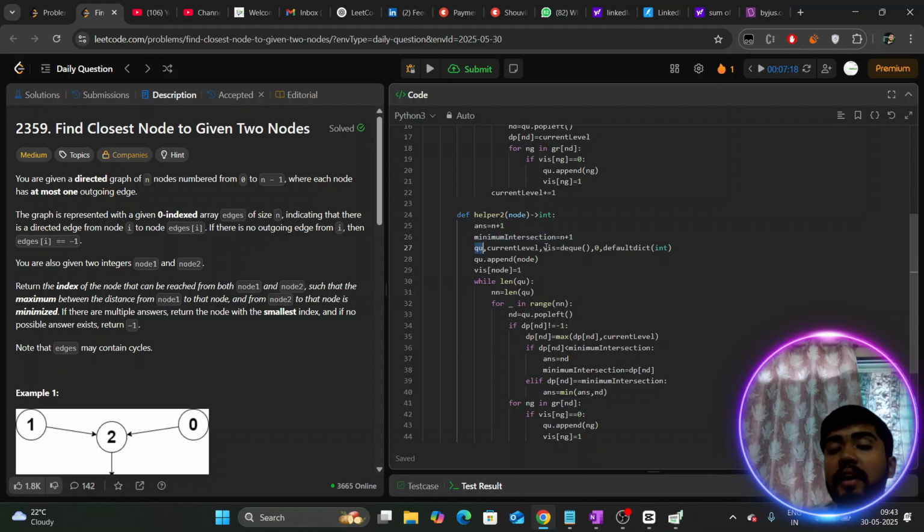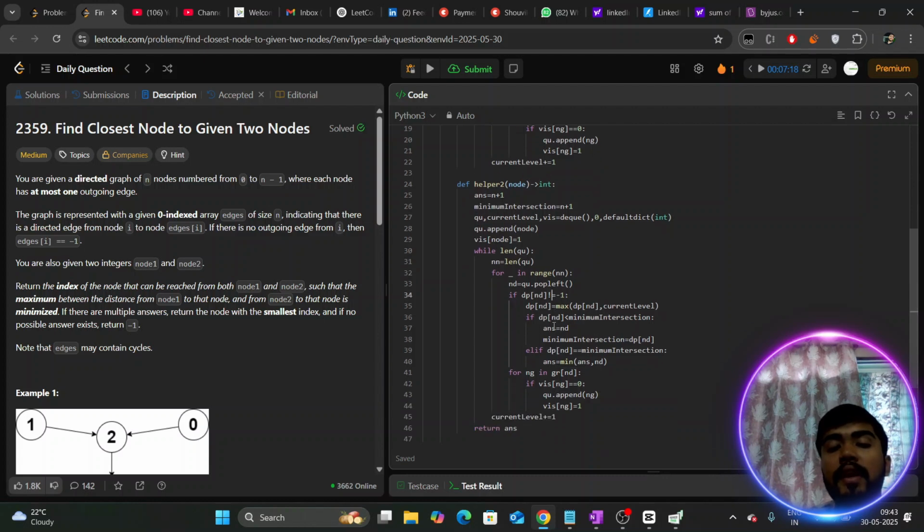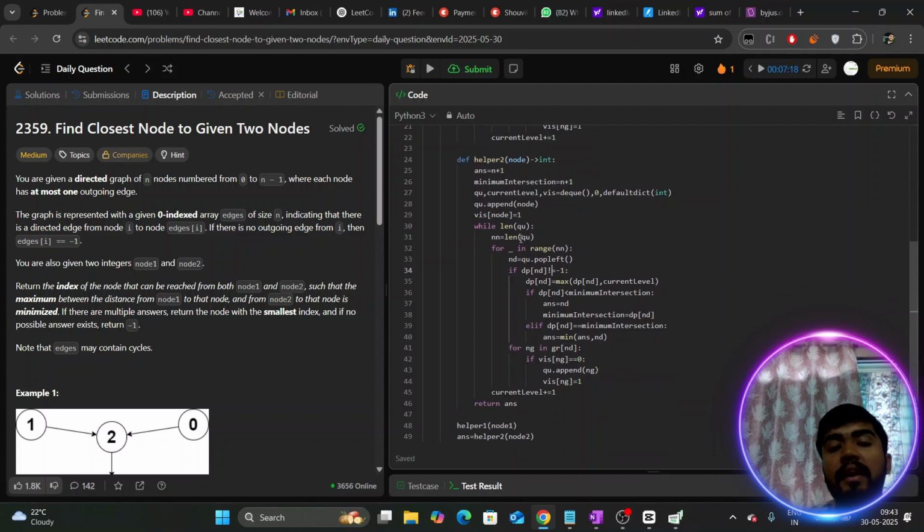Now same queue, current level, visited: deque, 0, defaultdict of int, queue dot append node, visited. Then I am doing a standard BFS again: while length of q, nn equals length of q, for underscore in range nn, nd equals q dot popleft. So I got a node, and now there are these extra things, problem-specific games we have to play. Otherwise it is standard BFS.